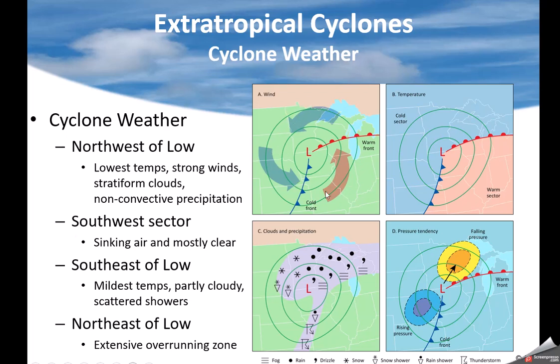Remember, counterclockwise flow. If I'm on the East Coast and I'm over New England and I'm bringing this low just off the East Coast, I'm pulling all this warm air up into New England, except it's aloft. It's going to snow very, very hard. Wherever the low is moving, you'll see the falling pressure ahead of it, rising pressure behind it.